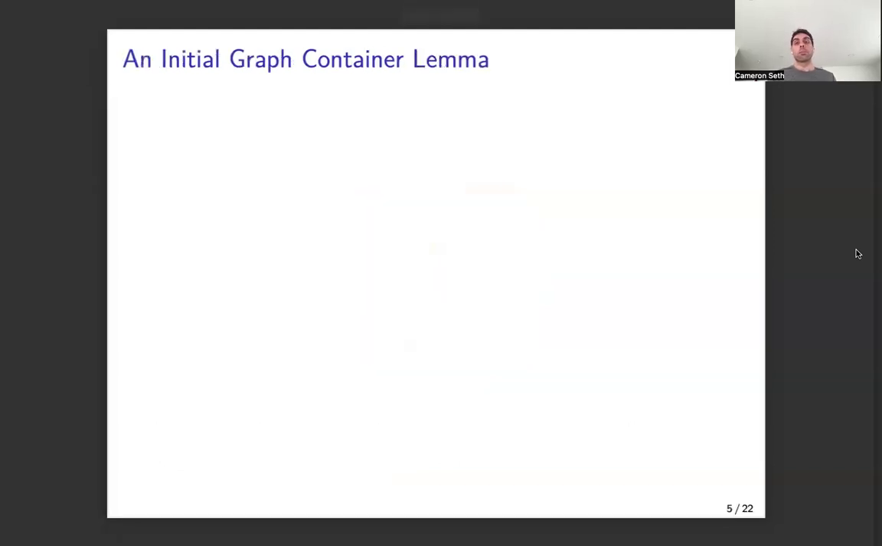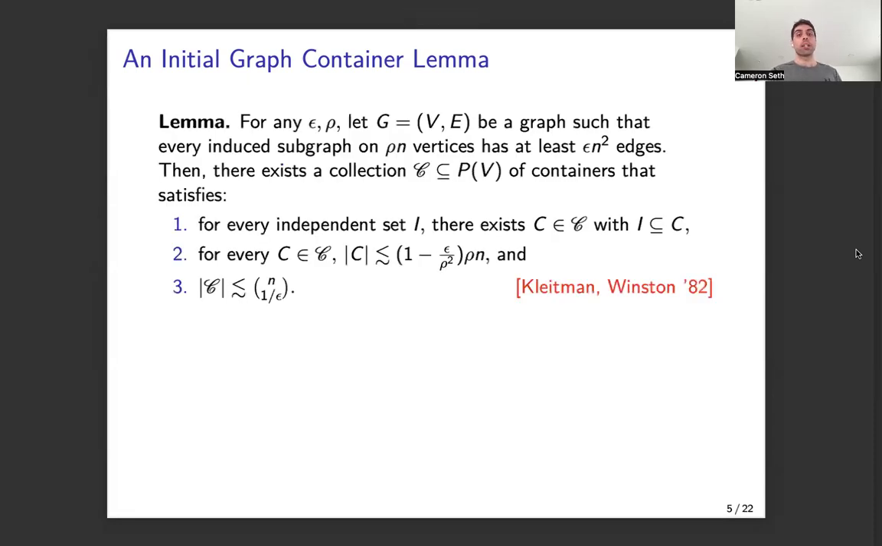So let's formalize this a little bit. The container method is usually phrased in terms of graph container lemmas. And these always vary depending on the intended application. But in order to introduce it, I'm going to go back to one of the first applications of the container method by Kleitman and Winston. What they show is that for any epsilon and rho, let G be a graph where every induced subgraph of G on rho n vertices has at least epsilon n squared edges.